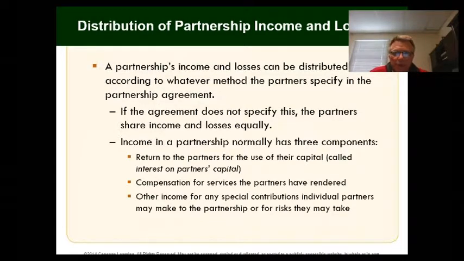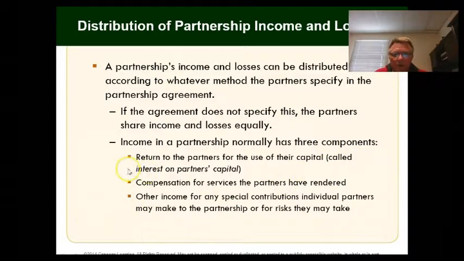So distribution of income and loss is often done on a ratio basis, which we'll talk about in a moment. But a partnership's income and loss can be distributed according to whatever method the partners specified in the agreement. I can caution you, if you get into an agreement like this, make sure it's specific about how income is going to be distributed, and how losses will be distributed as well. And a partnership normally has 3 components.